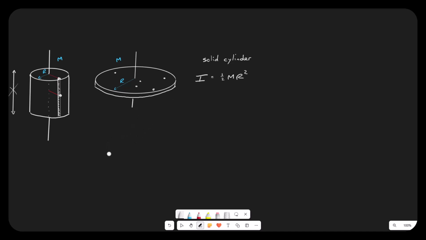What if I do instead a hollow cylinder? So there's that part, and now I'm going to look at it as a hollow cylinder or a hoop.